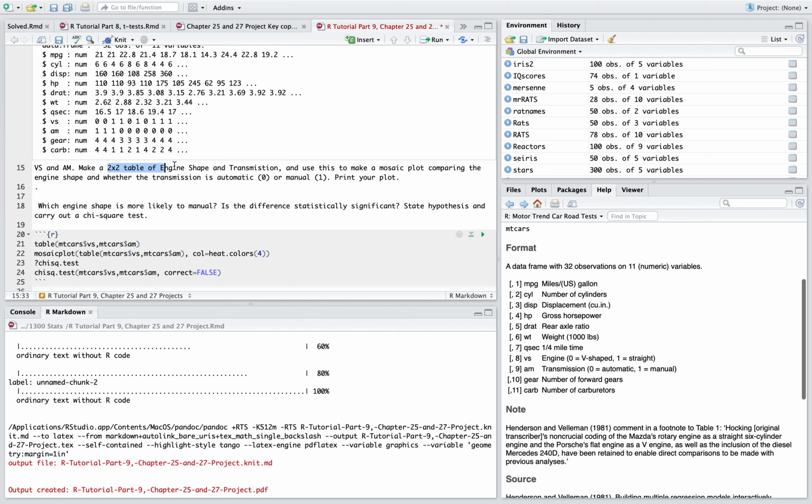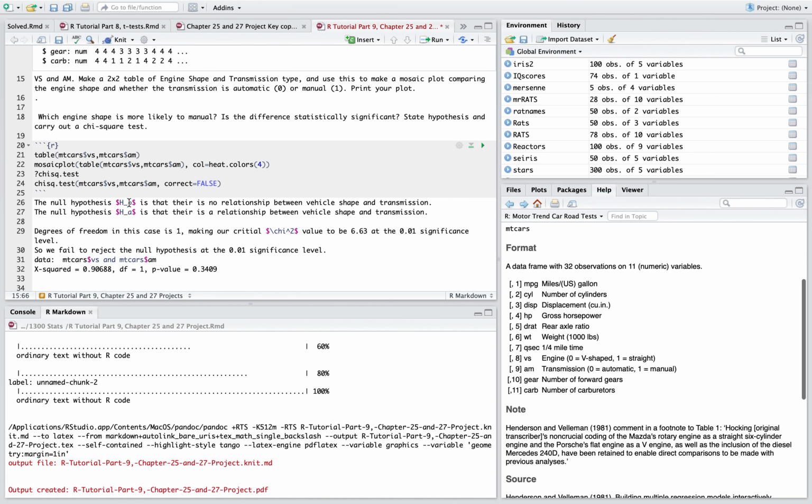And we're going to make a 2x2 table of engine shape and the transmission type. And what we want to do is use this to make a mosaic plot comparing engine shape and whether the transmission is automatic or manual. And then we're going to print our plot. We also want to figure out which engine is more likely to be manual. Is this statistically different? So we're going to run a chi-square test.